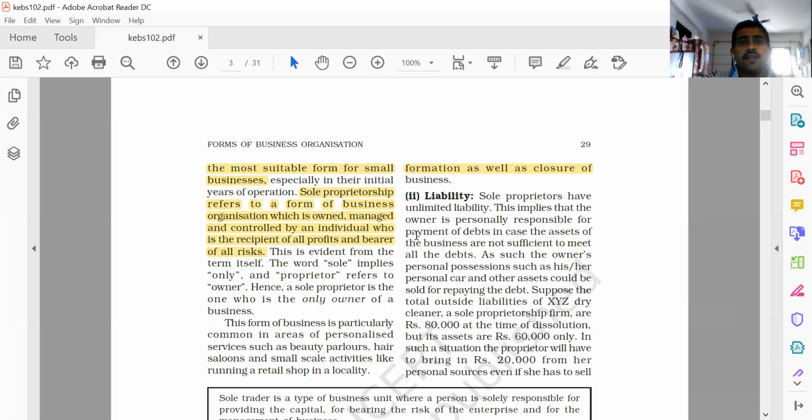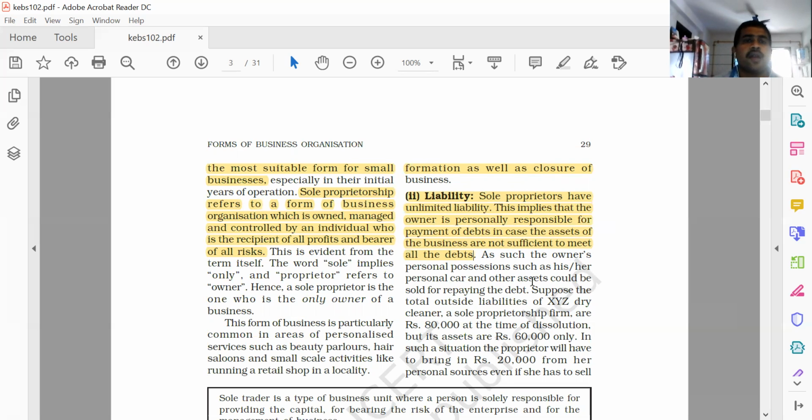Liability. The liability of the sole proprietorship is unlimited, right? That means if he has taken a loan from any organization or bank, he has to pay his debt from his personal assets also. Sole proprietors have unlimited liability. This implies that the owner is personally responsible for the payment of debts in case the assets of the business are not sufficient to meet the debts. Very simple, they want to say.